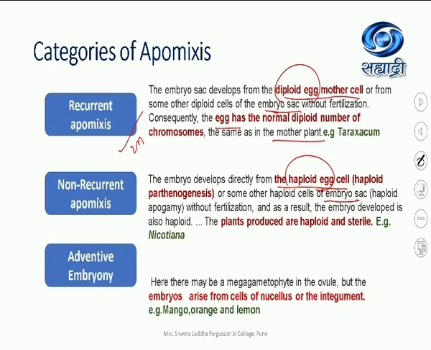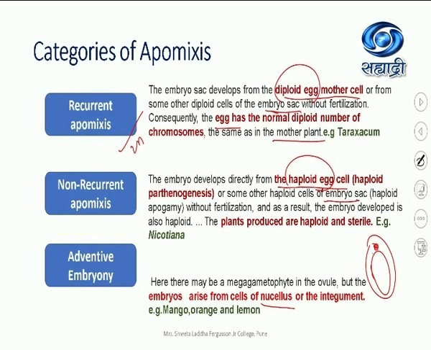Here there may be a megagametophyte in the ovule, but the embryos arise from the cells of the nucellus. Everybody of you knows what a nucellus is. One of the cells of the nucellus formed the embryo sac, isn't it? Here one of the nucellus cells forms directly into an embryo. And it is seen in mango, in orange, and it can also be seen in lemon. So three types of apomixis.